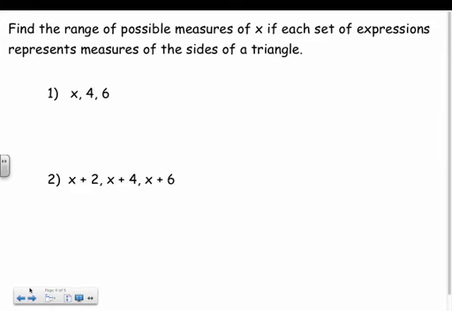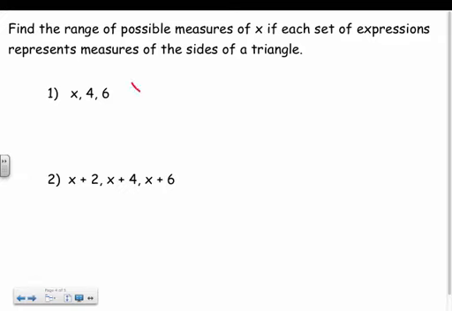Okay, last thing. It says, find the range of possible measures of x if each set of expressions represents measures of the sides of a triangle. So these are 3 sides on a triangle. So I'm still thinking any 2 sides add up to be bigger than the third side. So the one thing I can do is I can just cover every single case.